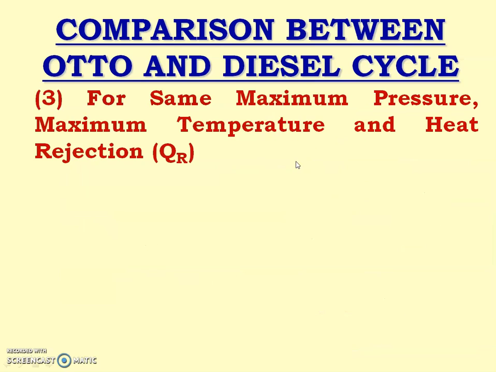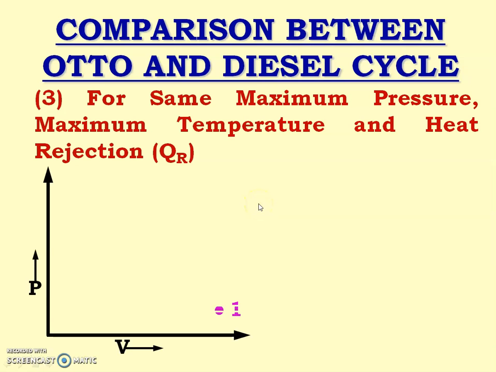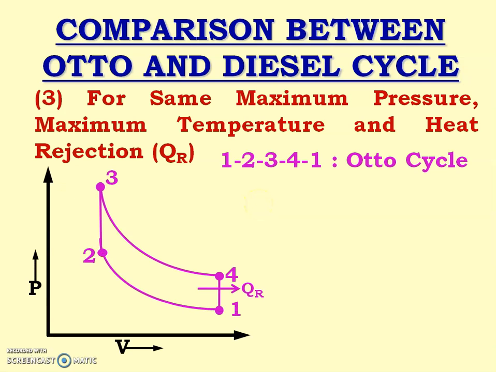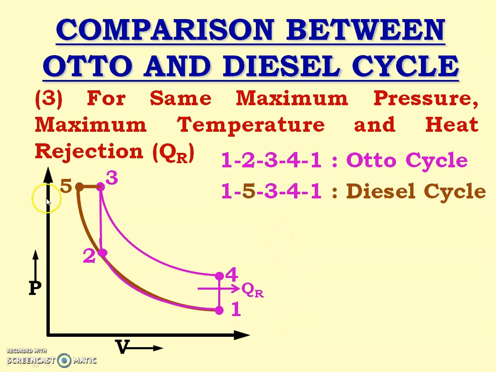Now let us study the third case: same maximum pressure, maximum temperature and heat rejection. Now let us draw again. So this one, 1, 2, 3, 4, 1 is the Otto cycle. Now what do we have to make the same? Maximum pressure and maximum temperature of the cycle should be the same. Right? So maximum pressure means 3 should be the same. Let us draw it. So 1, 5, 3, 4, 1 is the diesel cycle and 1, 2, 3, 4, 1 is the Otto cycle.